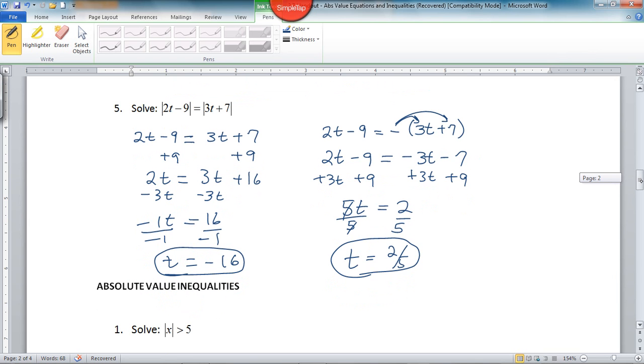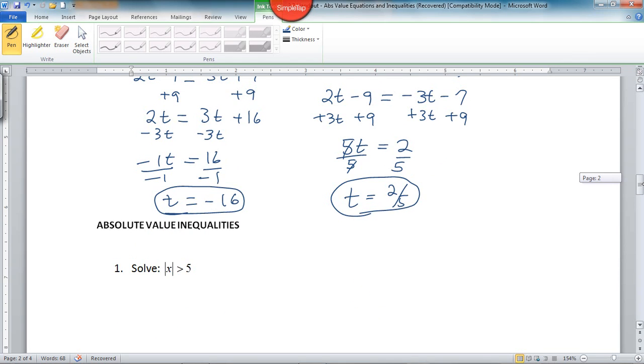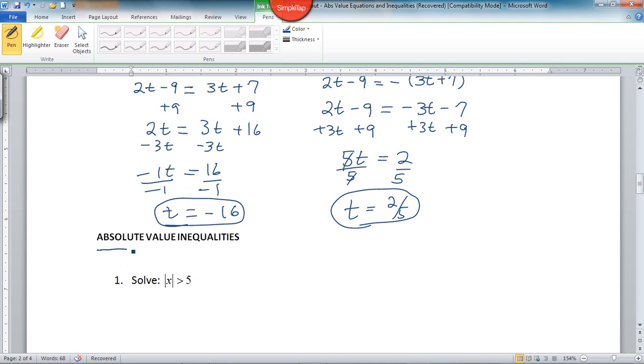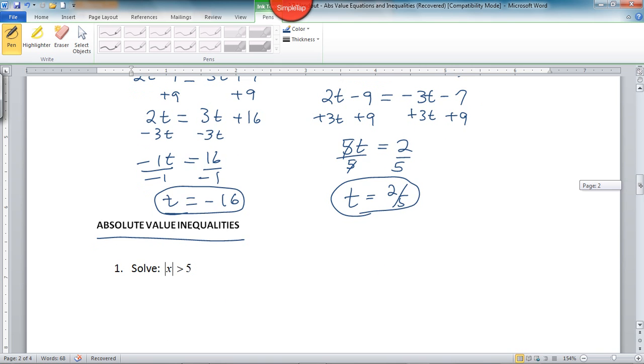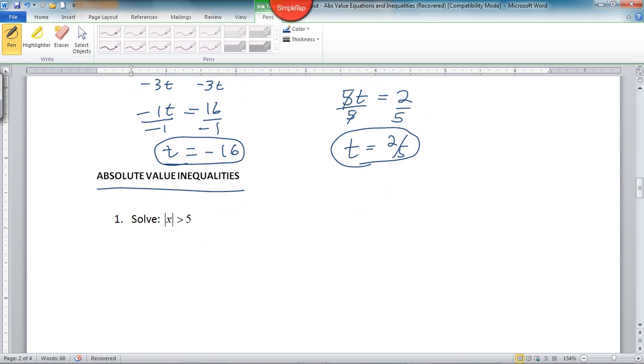Equations, a few examples of them. So let's try to tackle here then the absolute value inequalities. Well, let's look at one or two of those in particular. Absolute value of x is greater than 5. Well, we're looking for, again, the absolute values where we have greater than 5.